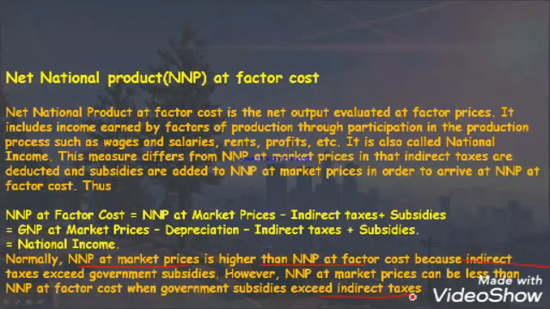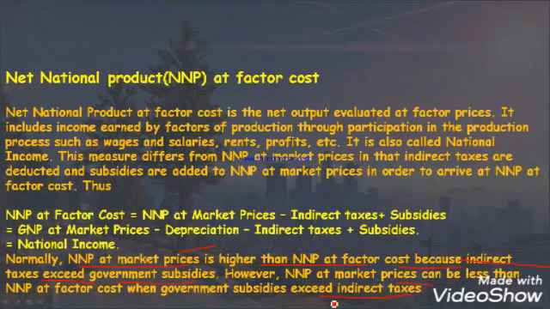So first of all, we need to know what it means when indirect taxes exceed government subsidies. It means the taxes are greater than subsidies, and when taxes are greater than subsidies, then NNP at market price will be higher. However, NNP at market price can be less than NNP at factor cost when government subsidies exceed indirect taxes.